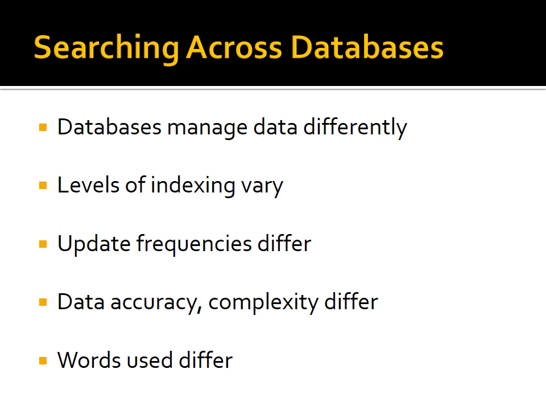Searching across databases. Each database manages data differently. We spoke earlier about different algorithms, where they actually place things, what areas of interest they're using, what types of support they use to describe things. Each has different synonyms for similar things. The levels of indexing vary, as we touched on earlier. The update frequencies differ a lot. One database will update every 3 months, another will wait 2 years, depending on the frequency of the 990s they actually get. And that has a big effect on the data accuracy and the complexity of that information.